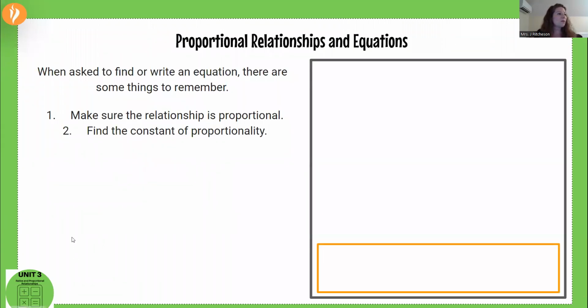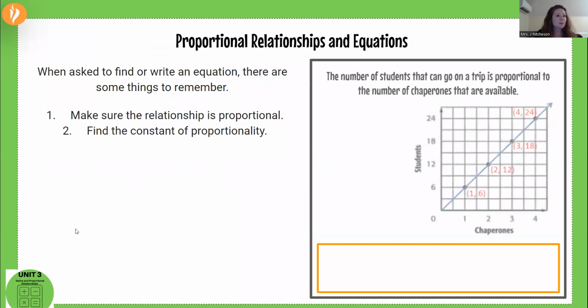So when asked to find or write an equation, there are some things to remember. Make sure the relationship is proportional. Find the constant of proportionality. So here we have a straight line that goes through (0, 0), so we know it is proportional. Remember our horizontal axis is x. So when x is 1, the y value is the unit rate. That is the constant of proportionality. So in this graph, it is 6.